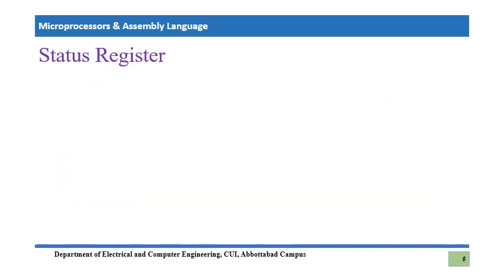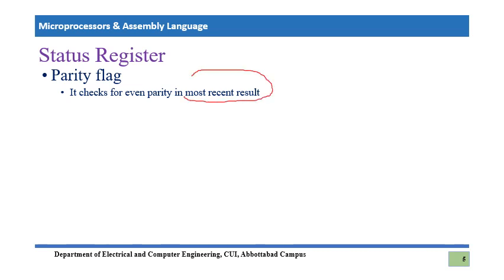Okay, let's discuss another important bit of the status register, and that is the parity flag. The parity flag is an important flag which is useful in so many conditions while you are applying a lot of different algorithms for different logics. And what is it? It checks for even parity in the most recent result. Whatever the most recent result is in the microcontroller, this particular status flag is just going to check the most recent result. That is the most highlighted thing, so we have to focus on it.